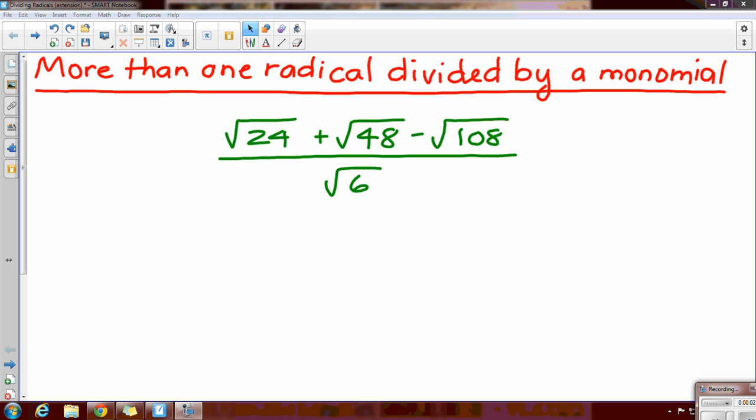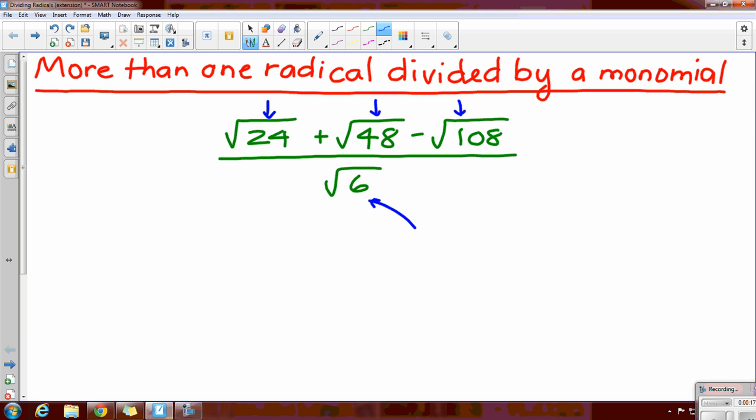This video moves beyond our last video on dividing radicals. In our last video, we were just dividing a monomial by a monomial, basically one radical divided by another radical. You can see in this example here, we have 3 radicals in the numerator, all being divided by this 1 root of 6 in the denominator.